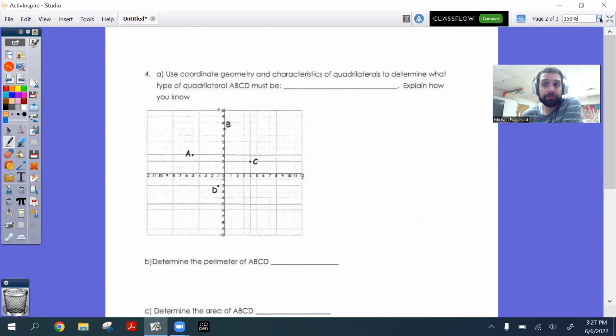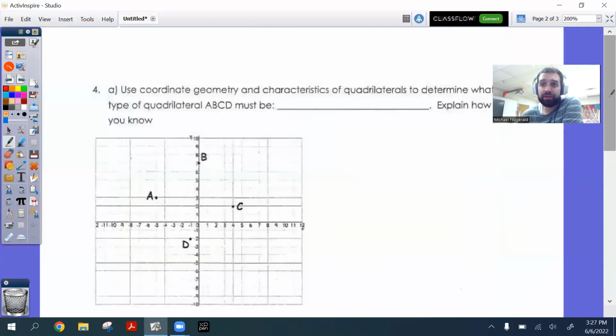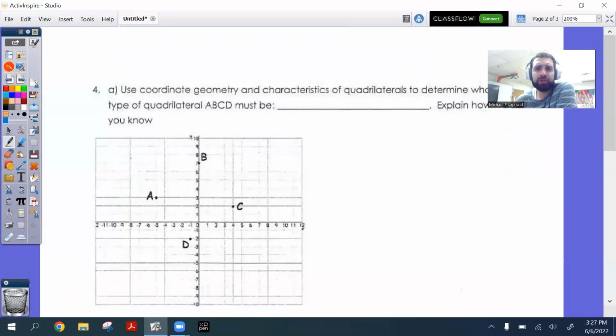Sorry about that. All right, last thing: use coordinate geometry and characteristics of quadrilaterals to explain what type of quadrilateral this must be. Well, for that, we're going to be doing two things. We're going to be finding each of the distances of these red lines, and we're also going to be finding each of their slopes.